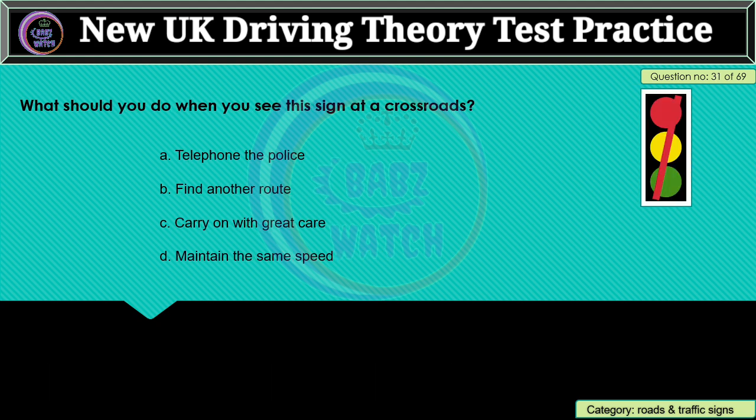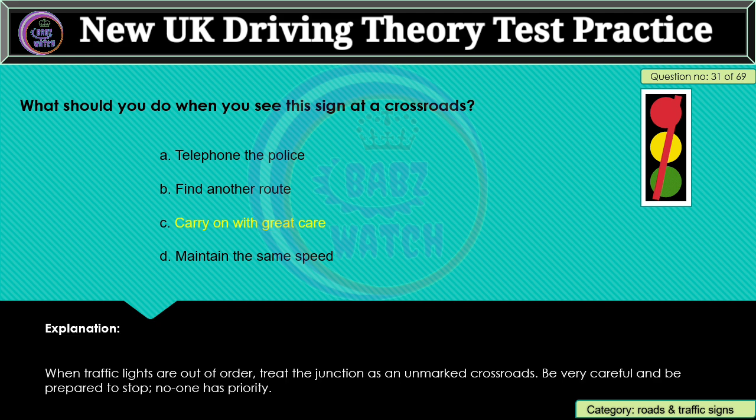Question 31 of 69. What should you do when you see this sign at a crossroads? A. Telephone the police. B. Find another route. C. Carry on with great care. D. Maintain the same speed. The correct answer is C. Carry on with great care.